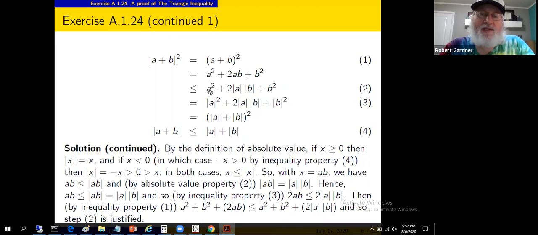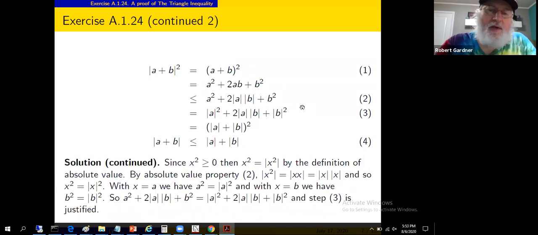Next, they're replacing A squared with the absolute value of A squared, and they're doing the same thing for B. So we need to justify that. Shouldn't be too hard. And then they're doing some algebra, and then there's a final step. Okay, so we need to justify step 3 next.